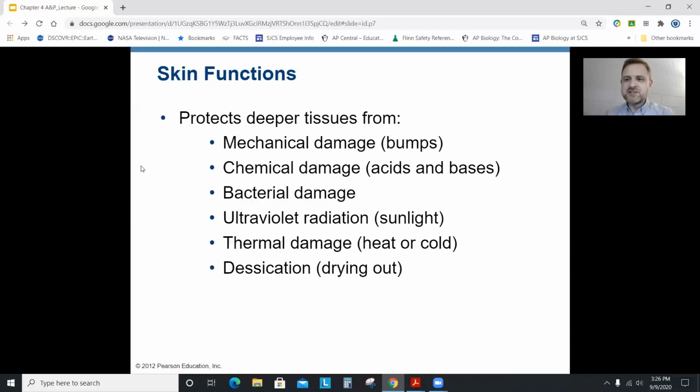So skin functions, this is pretty simple. It's to prevent mechanical damage like tearing or bruising or bumps, chemical damage, acids, bases, things that get on your skin. Bacterial damage keeps bacteria out. Ultraviolet radiation protects you from that, to an extent, right? Thermal damage, heat versus cold damage. Desiccation is a fancy word for drying out. Your skin's waterproof, so it helps keep you from dehydrating to an extent.